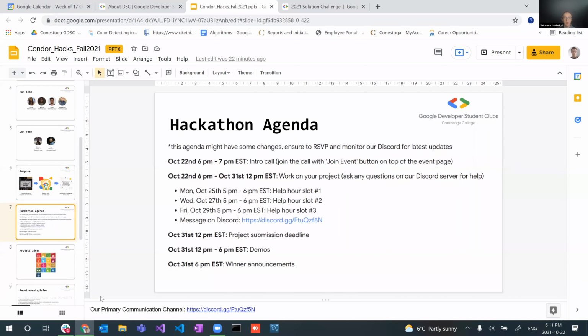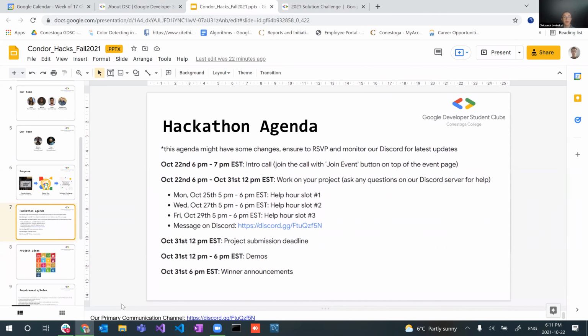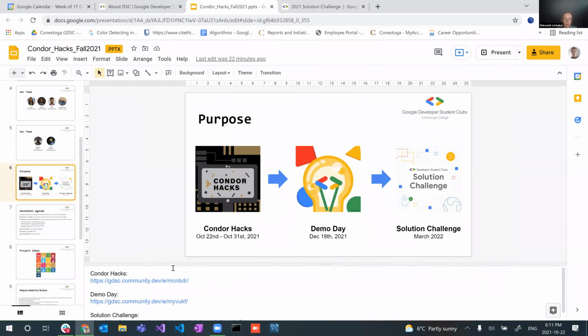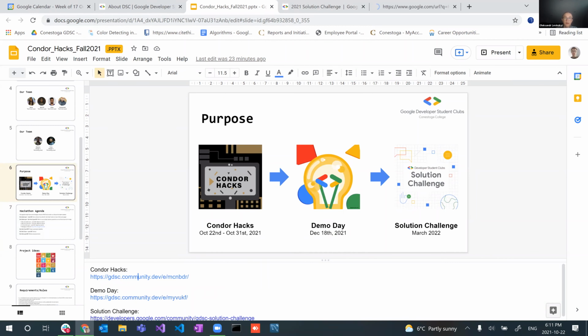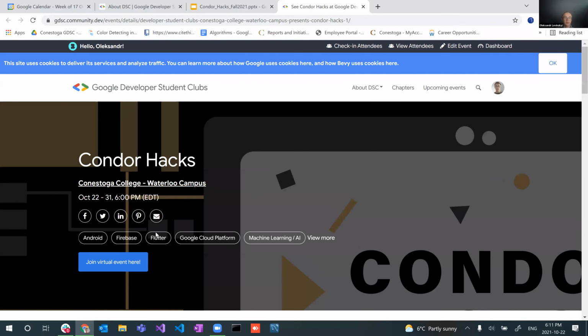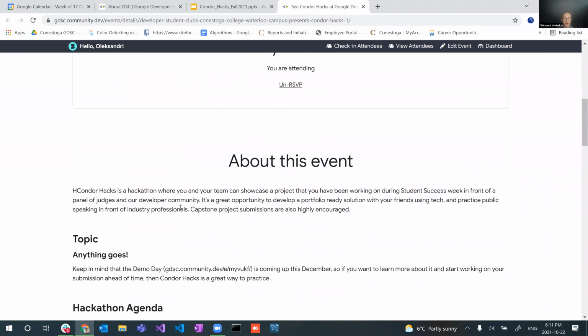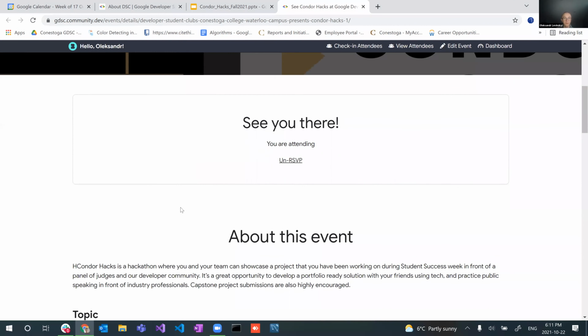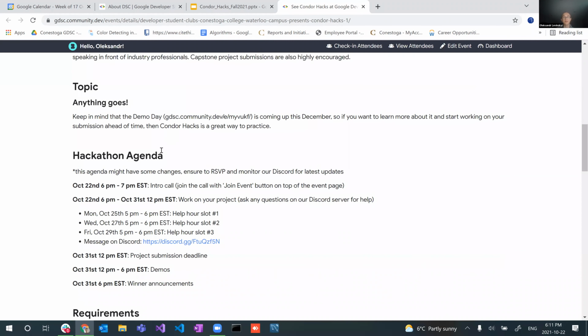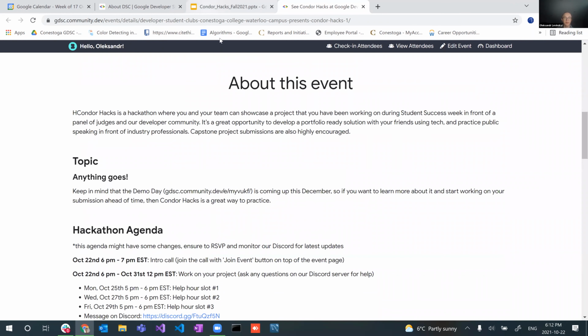Cool. So now I will talk about the hackathon agenda, what you need to expect. Again, you can find all of this information on the link that I shared with you earlier. So go there. Yeah, so this is Condor Hacks. You can see that it's October 22nd to October 31st. You can see all of this information here, but I will just go over my slides.